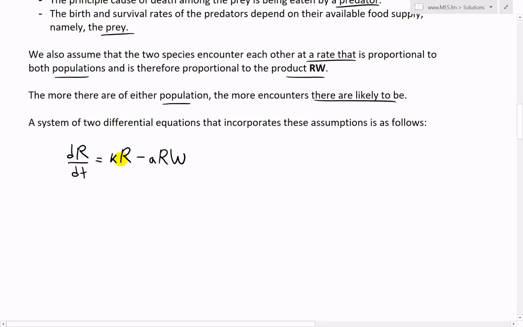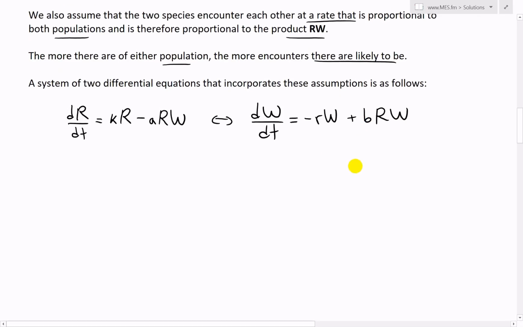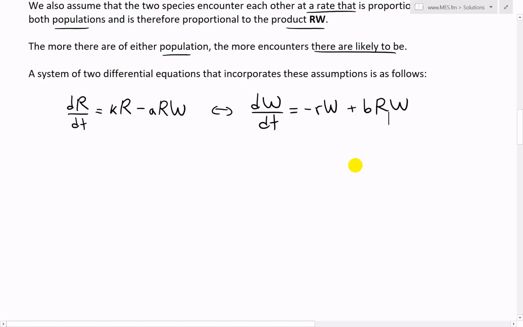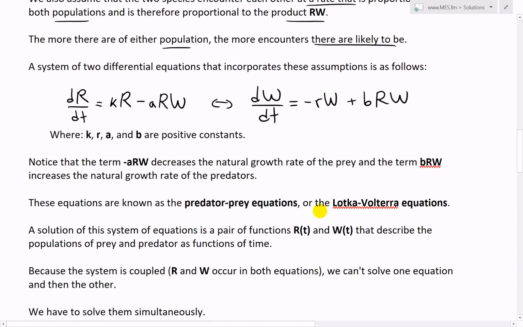So you have this type of model, but then it's interlinked with another model for the growth rate, dW/dt. So for this one, they're dying off because there's no food, so you account for this with minus rW, but then when there is food, we're going to say plus bRW, or the encounter rate. So it's increasing population based on the encounter rate, or how often the wolves see or encounter the rabbits. And k, r, a, and b are all just positive constants in this model.